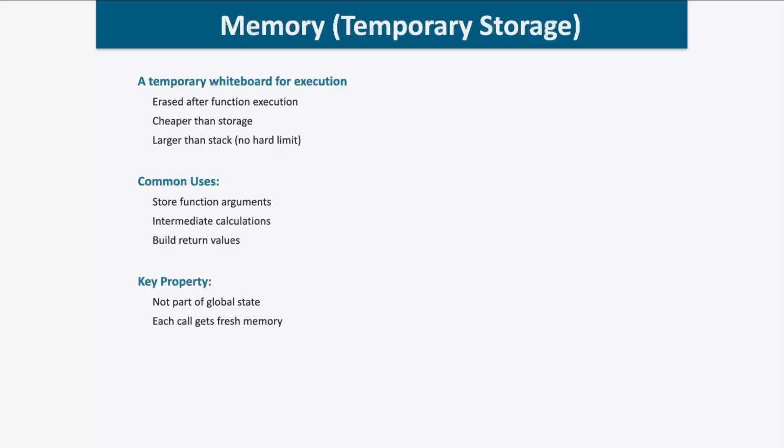Memory is different from the stack. It's more flexible. Memory is a temporary whiteboard. During execution, you can read from it, write to it, and erase it. You can theoretically use as much memory as you want, though memory expansion costs gas. Memory is not part of the global state. When a transaction finishes, memory is discarded. Each transaction or function call starts with a fresh, empty memory. No data carries over from one call to the next. Memory is commonly used for storing function arguments, intermediate calculations, building return types, and temporary arrays. Writing to memory costs far less gas than writing to storage.